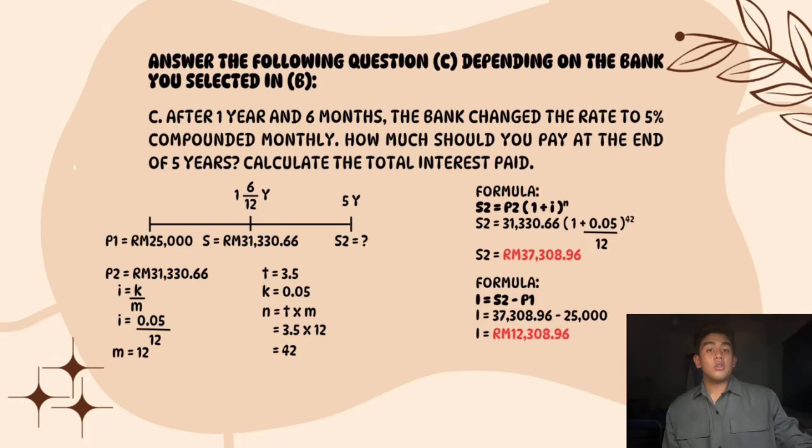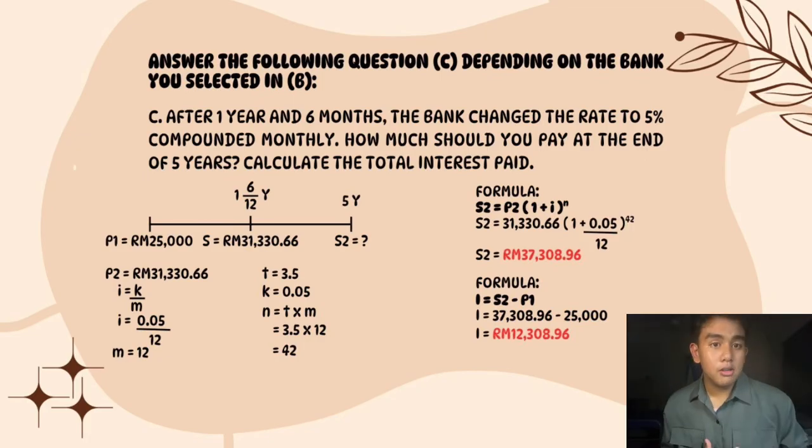First of all, we start with an initial loan or principal amount of 25,000 ringgit. This amount is borrowed at a certain interest rate. After 1 year and 6 months, the interest rate changed, and we need to calculate how much we owe at the end of 5 years in total. So the timeline is split into 2 parts. First, 1 year and 6 months, or 1.5 years, with the original rate. Then the remaining 3.5 years. To get the remaining years, we need to subtract the first timeline, which is 1.5 years, from the 5 years total.